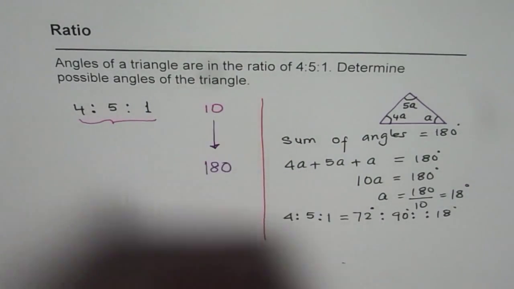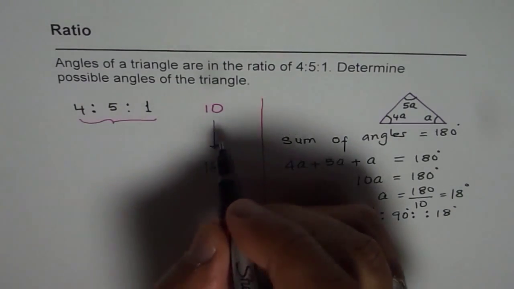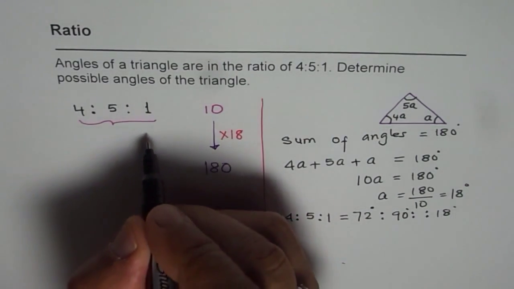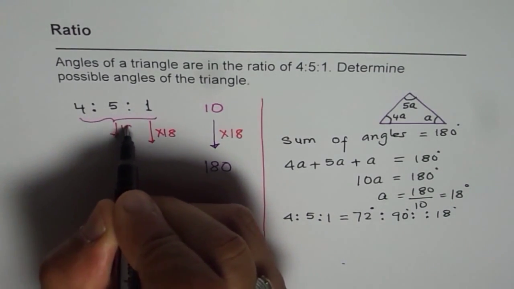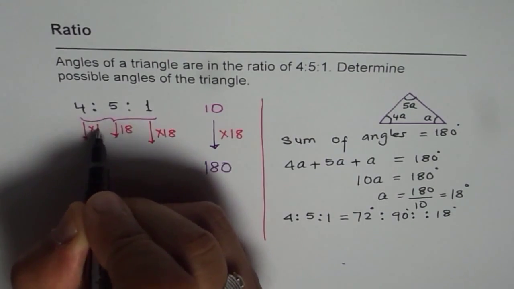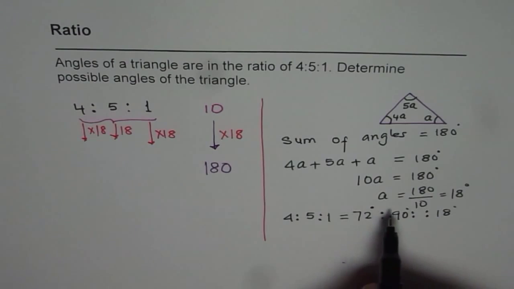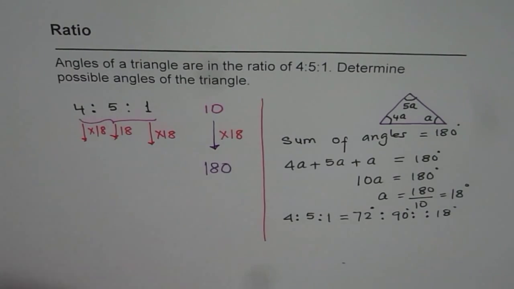Now if total is 180, then what should be each one of them? Well, the answer is 18 times, right? So we have to multiply each by 18 to get our answer, right? Do you see that? So that is what we came up with here, right? Each was multiplied by 18, that constant by which you have to multiply each number to get the actual number, is defining the ratio, right? So we get our answer.